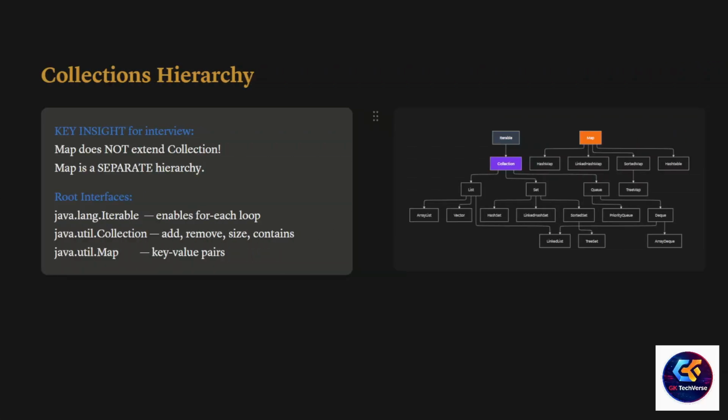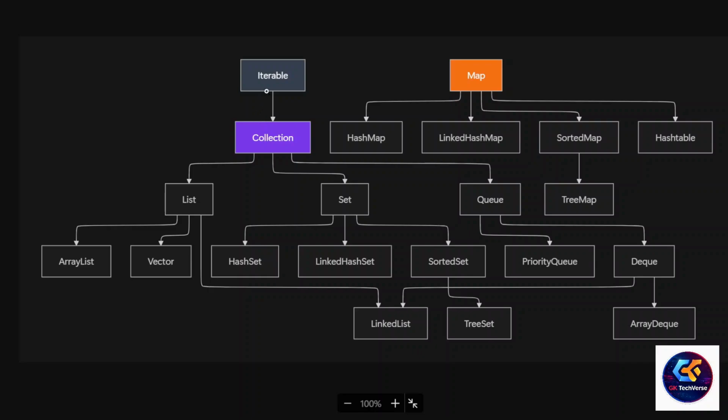Collection hierarchy. Here is the big picture. This is the diagram that most developers have never seen clearly. Everything in the Collections Framework flows from two root interfaces, Iterable and Map. Notice Map does not extend Collection. That surprises a lot of people in interviews. Let me walk you through each branch.